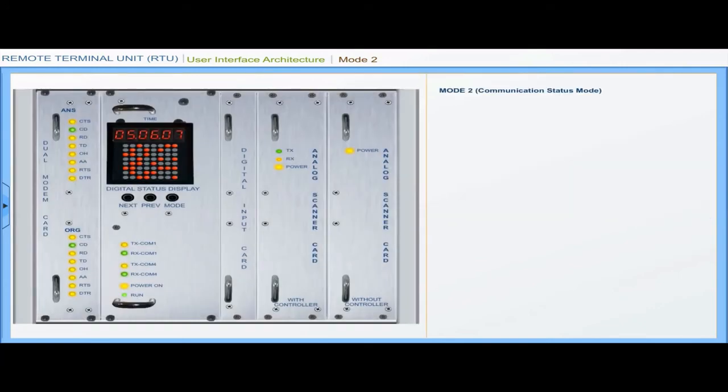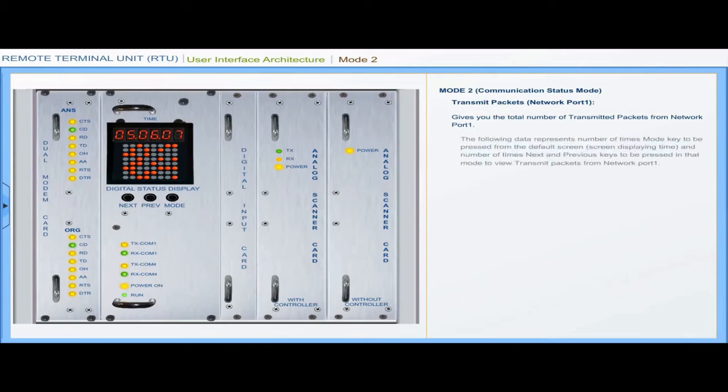Mode 2. Transmit Packets, Network Port 1. Gives you the total number of transmitted packets from Network Port 1. The following data represents number of times mode key to be pressed from the default screen, that is screen displaying time, and number of times next and previous keys to be pressed in that mode to view transmit packets from Network Port 1.